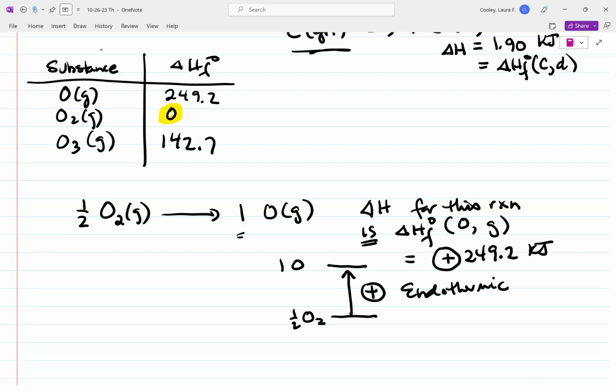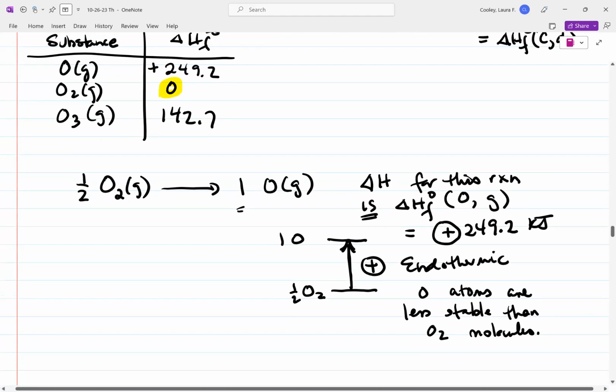It tells you that oxygen atoms are less stable than oxygen molecules. Is that a surprise? What did we learn about last time? When you form bonds from atoms, you stabilize the situation. Here you're going from the bonded oxygen atoms to the unbonded oxygen atoms. So this should make sense, okay? Oxygen atoms are less stable than O2 molecules. That's why this is a positive number here.